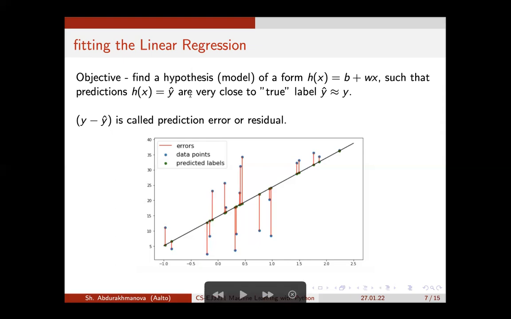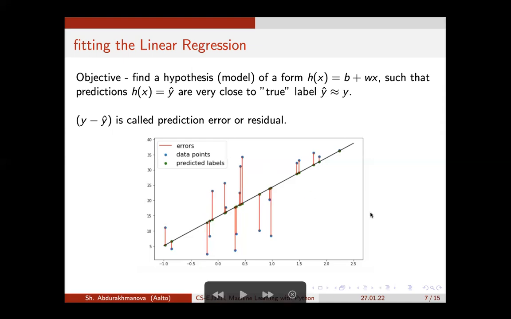So we want such a linear function, such a linear regressor, that would give us predictions that are very close to labels. And this difference between prediction and the true label is called prediction error, or in other fields, for example, in statistics, it's also referred to as residual.